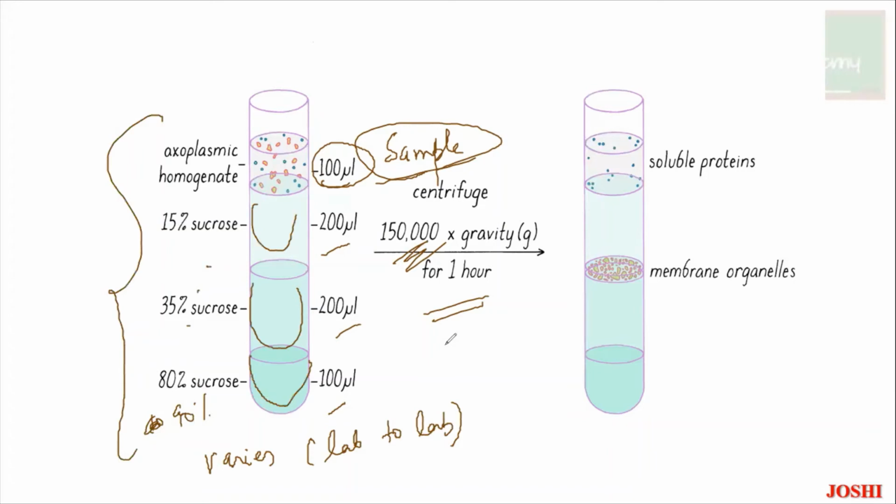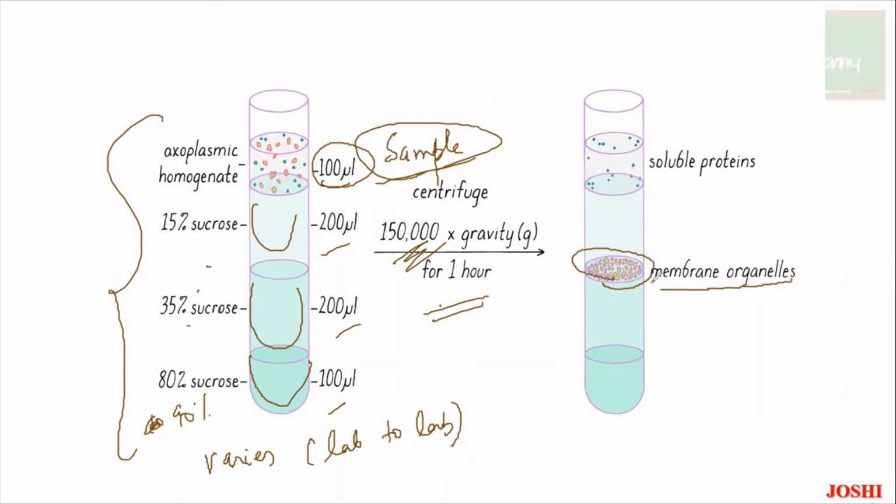Yes, ma'am. Okay. So now you put it into the centrifuge for 1 hour and you give the RPM. Okay. What will happen to the sample? You can see over here. At this region, you have got all the membrane organelles coming and concentrating over here, at the junction of 35 and 50% density.